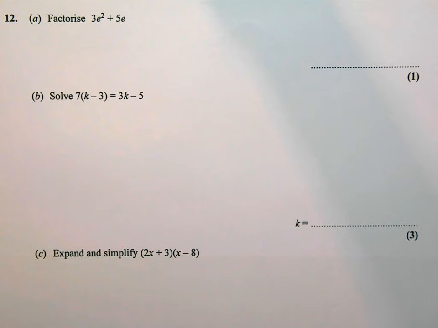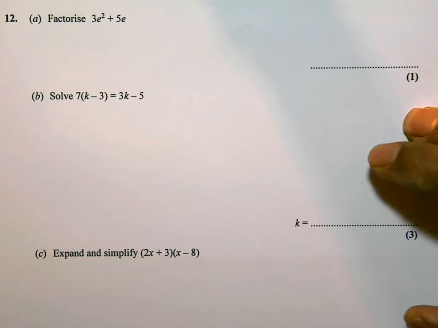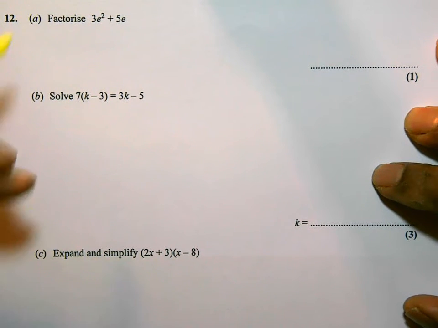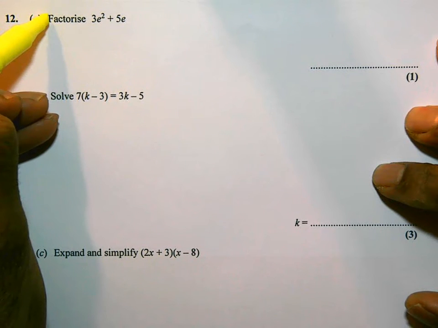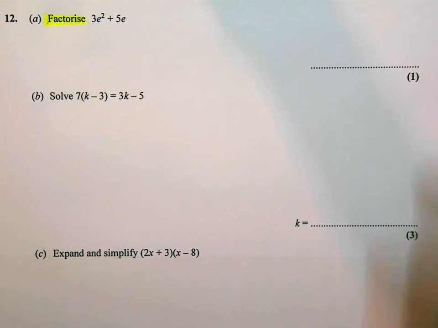This is question number 12 on the November 2014 non-calculator paper. There are 4 parts to this question, and there are 9 marks altogether, and it's all algebra related. So we're going to take our time, go through it, and make sure that you can get all the marks here. Part A says to factorize this expression, 3e squared plus 5e.